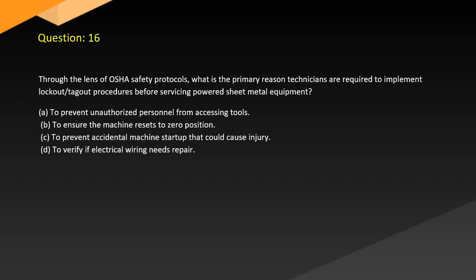Question 16. Through the lens of OSHA safety protocols, what is the primary reason technicians are required to implement lockout/tagout procedures before servicing powered sheet metal equipment? A. To prevent unauthorized personnel from accessing tools. B. To ensure the machine resets to zero position. C. To prevent accidental machine startup that could cause injury. D. To verify if electrical wiring needs repair.